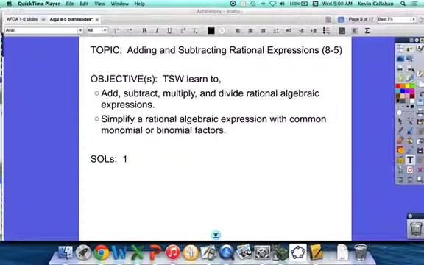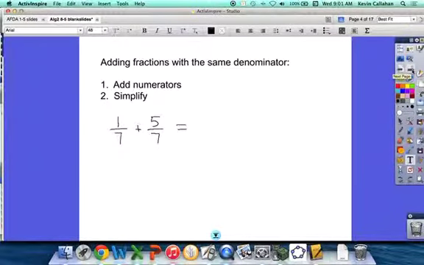Okay, so this, quiet please. This time we're adding and subtracting. And adding and subtracting is harder because you got to find common denominators, right? You didn't have to worry about that part with multiplying and dividing. Adding and subtracting, that's an added complication, right? So before we talk about adding and subtracting rational expressions, we just remind ourselves about fractions.